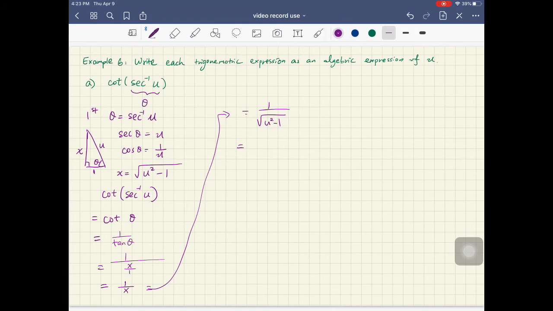So rationalize the denominator. I need to multiply by square root of u squared minus 1 on both numerator and denominator. So I end up with square root of u squared minus 1 over u squared minus 1. And that is the answer for the first one.